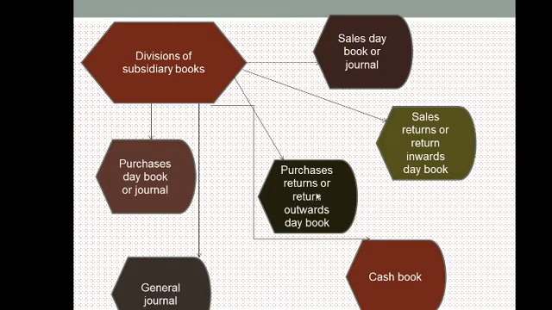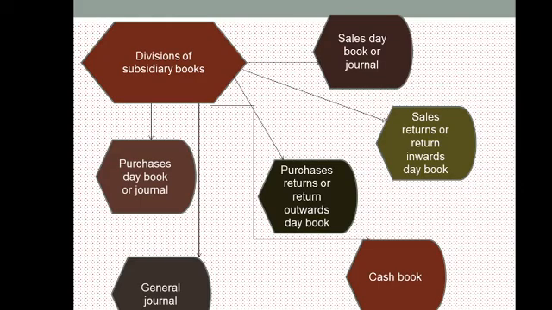All right, the next one is purchases returns or return outwards day book. Purchases returns. This is a book where we record all the goods we return after buying them. Sometimes you can buy your goods and then you realize that this product is not what I want. I don't want this color. I don't want this shape. So therefore, I will return it to the seller. So this is a book of recording goods returned to the suppliers as a result of one reason or another.